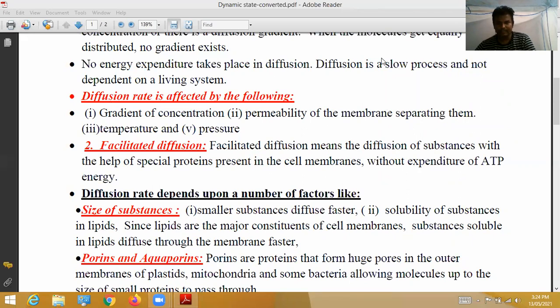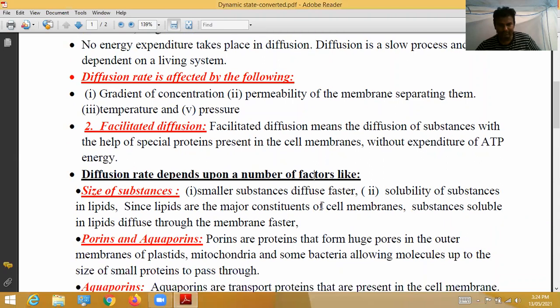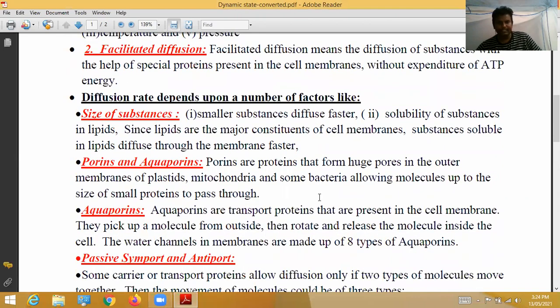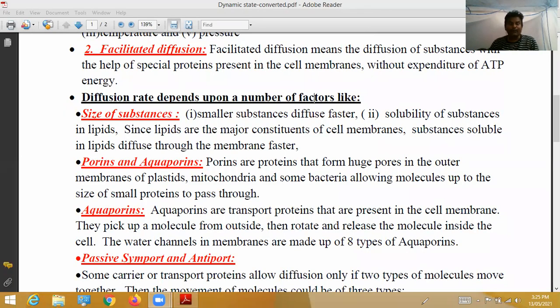Next topic is porins and aquaporins in the cell membranes. Another type of protein material is also present. Those are porins and aquaporins. First of all, let us see porins, then aquaporins.